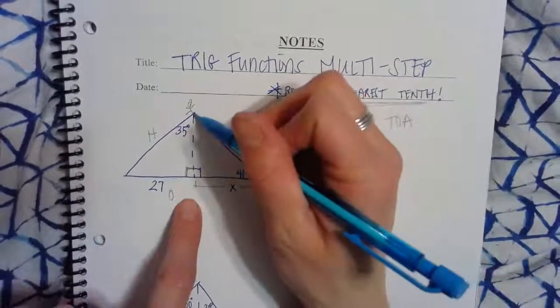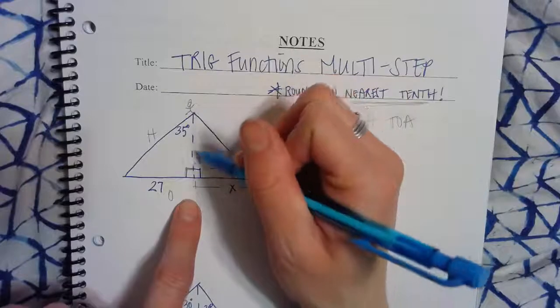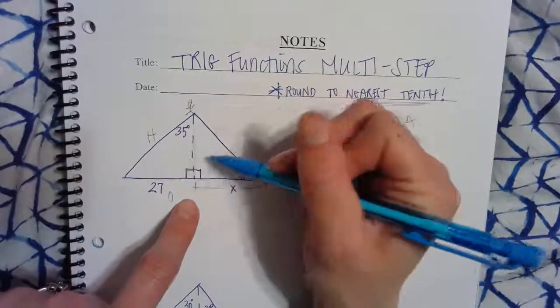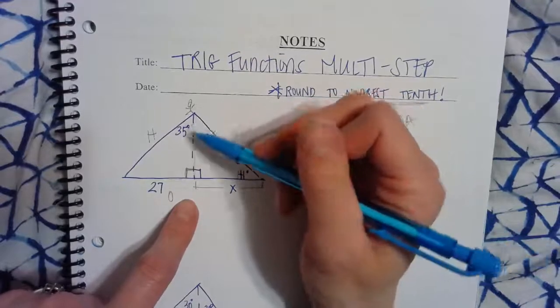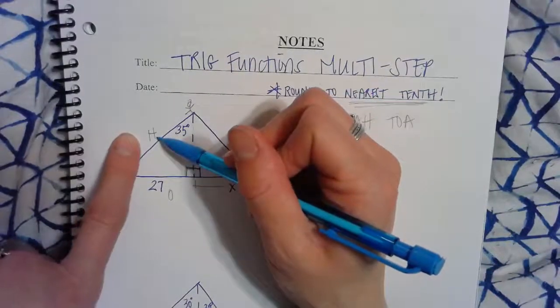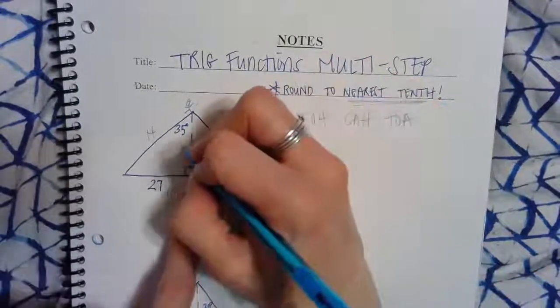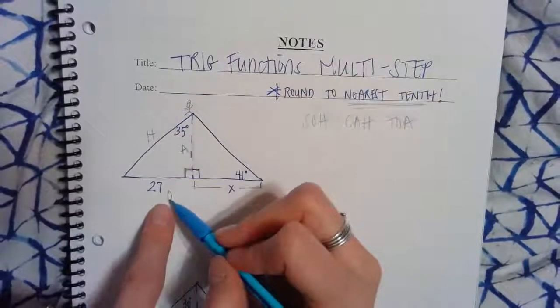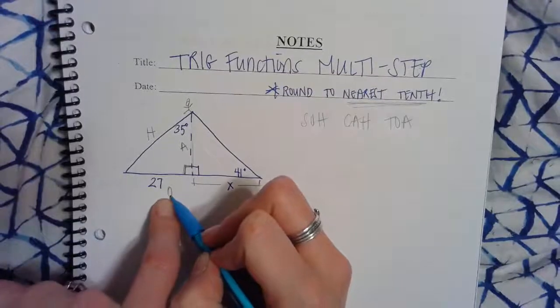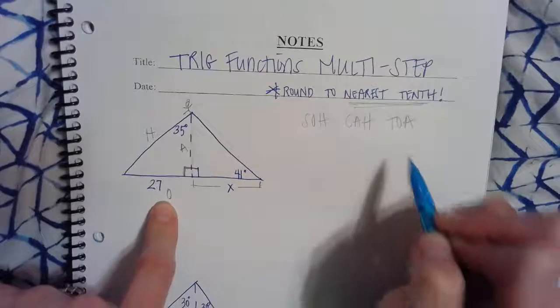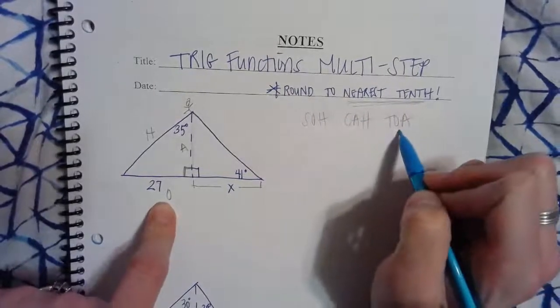So what we want to do is figure out this joining piece. This joining piece is very important because they share it, so it's the same measurement in both triangles. So instead of solving for my hypotenuse, I have my opposite, and I'm going to solve for my adjacent. So we have our opposite and we're trying to get the adjacent. So opposite and adjacent is TOA.